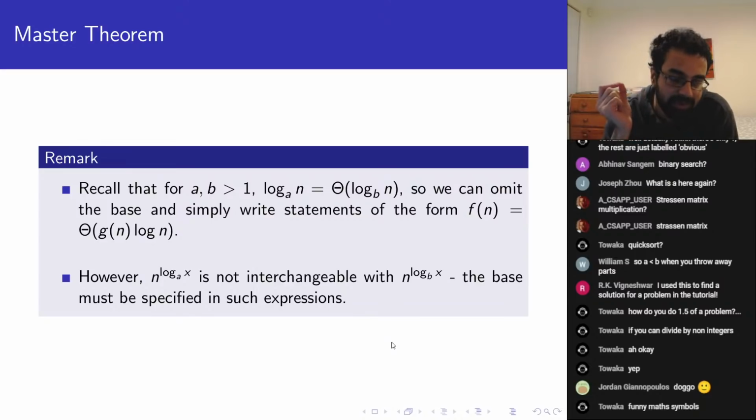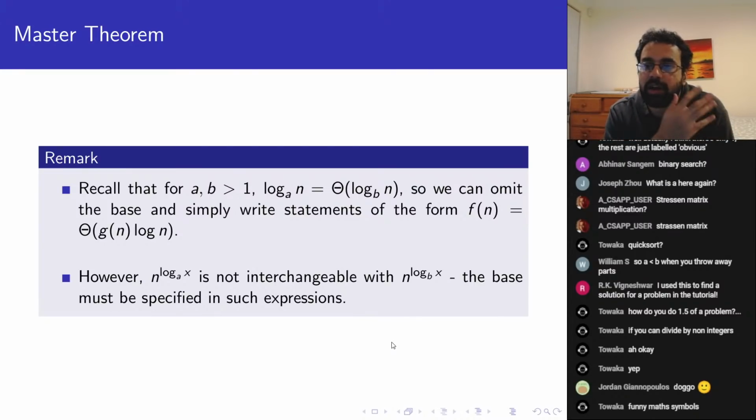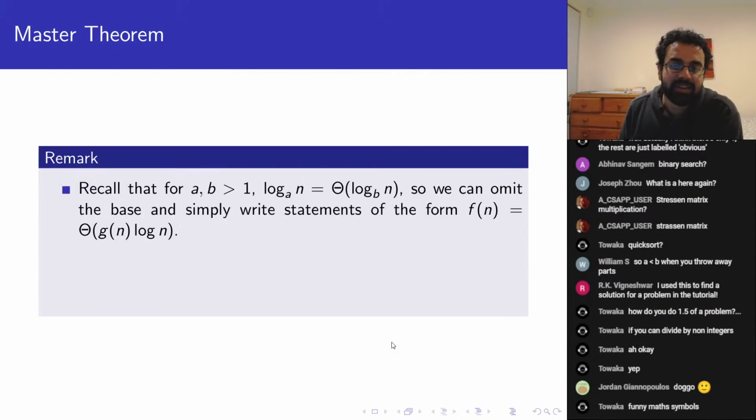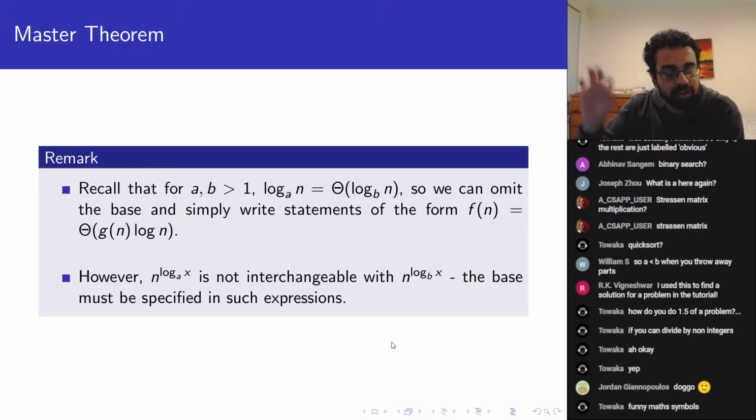But there's a very important disclaimer to this. This only applies to kind of bare log terms, or log terms times some other stuff. It doesn't apply when the log is in a power. So you've seen here that often we have terms like n to the c star, and you might remember c star was defined as log base b of a. Here we can't just suppress the b in that base, because the log appears in a power, and it's no longer the case that n to the log base a of x and n to the log base b of x are interchangeable.